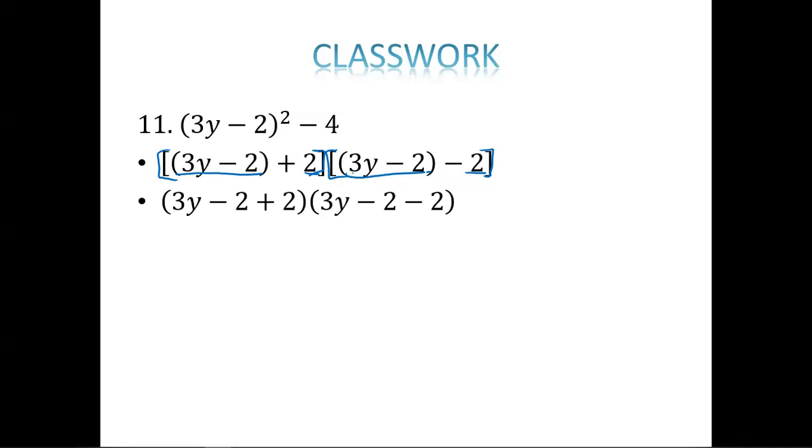Now I'll end up having these two added up. Minus 2 plus 2 will give me 0. Minus 2 minus 2 will give me minus 4. And ultimately, when I fully factorize, this is what I'll be left with.